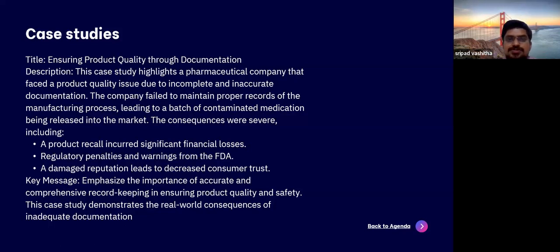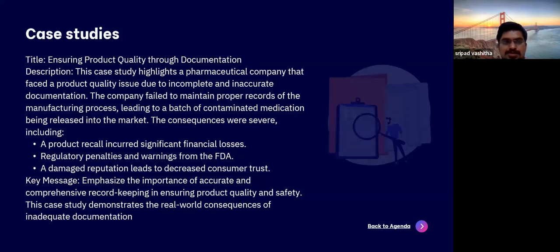What is the message we can get, or the underlying thing here, is that you need to have proper record keeping. Quality has to be in place. Quality and safety is the utmost priority. In the real world, these consequences would arise only when you have inadequate practices and lack of training.